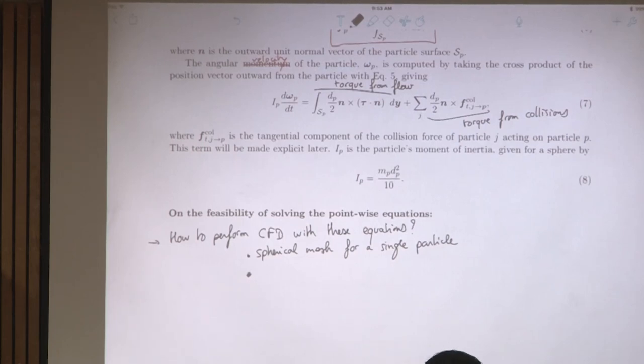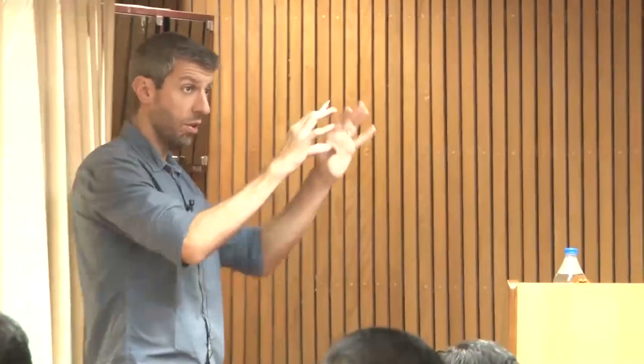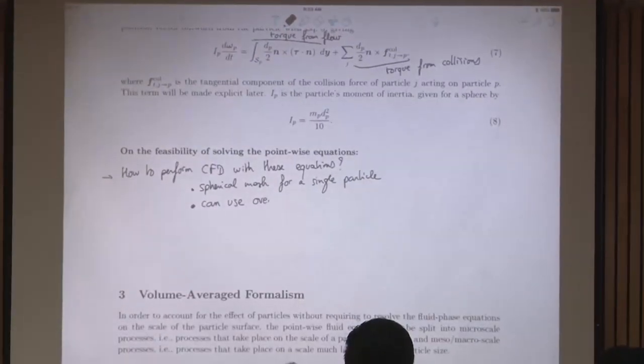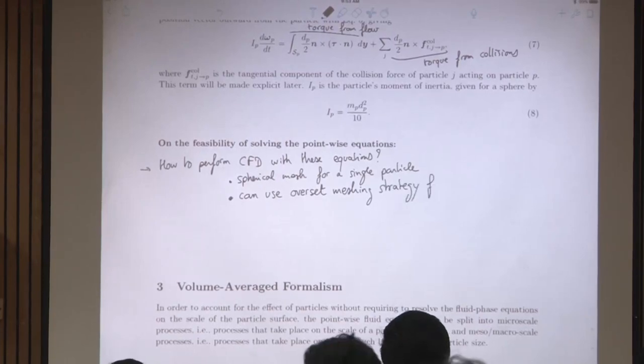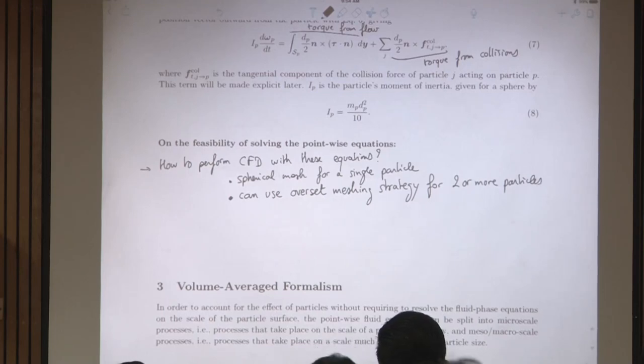As soon as you have more than one particle, this is not going to cut it. Over the years, people have used other methods. So they've combined Cartesian meshes with spherical shells tied to the presence of the particles and then interacting with an underlying Cartesian mesh. That's a way you can do this. So you can use an overset meshing strategy for two or more particles. By that I mean a spherical shell mesh around the particle overlaid on the Cartesian mesh.